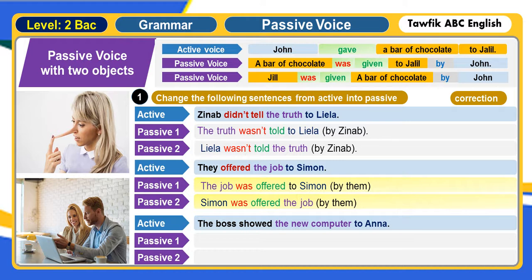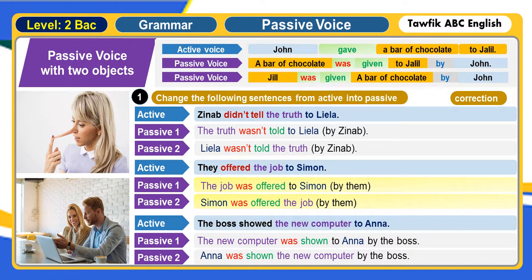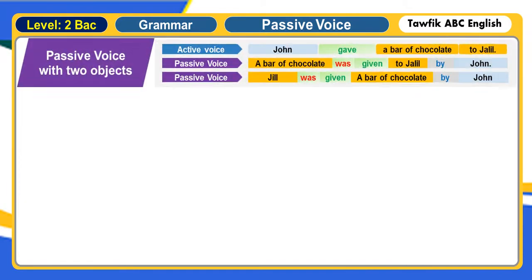Number 3, the boss showed the new computer to Anna. So we start with: the new computer was shown to Anna by the boss. Or Anna was shown the new computer by the boss. Okay, I hope that it's clear for you and I hope that you have got correct answers. Let's move on to next.